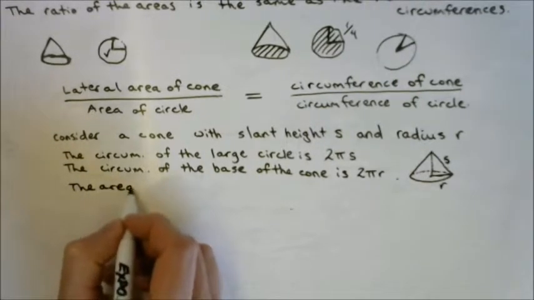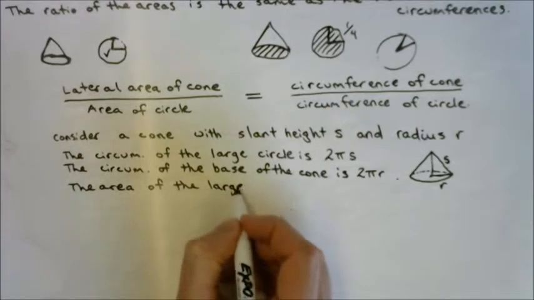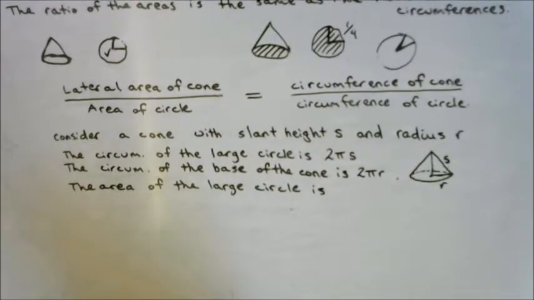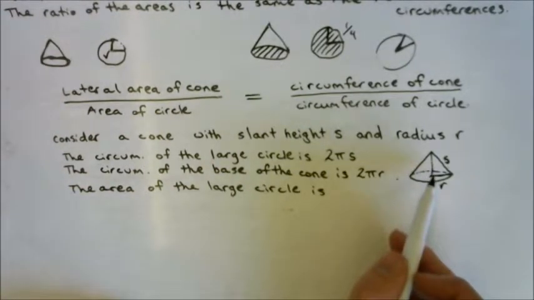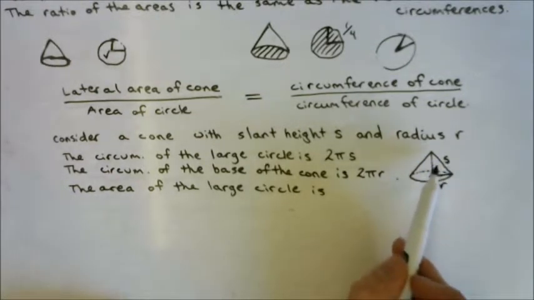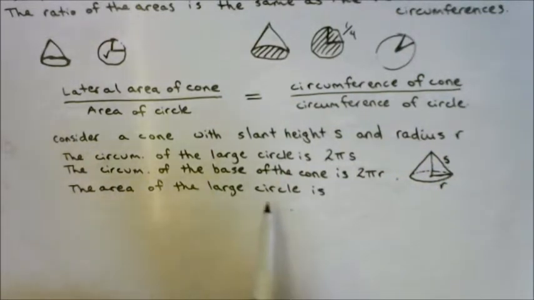The area of the large circle is what? So what would have been the area of the original circle that we cut this cone out of? Don't think about the 3/4. You don't know how big of a cut you took out of it yet. All you have is that it has a side length of s and a radius of r, which means the original circle has a radius of s. So what's the area of the original circle?